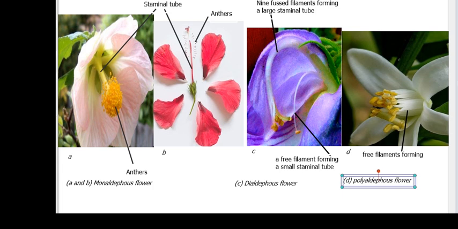The flower can be said to be diadelphous if it has two different staminal tubes, like in the case of peas. The flowers of peas, such as Clitoria ternatea, as you can see in the picture, has two different staminal tubes, a large staminal tube formed from the fusion of 9 different filaments, and a small staminal tube formed from a single filament standing separately.